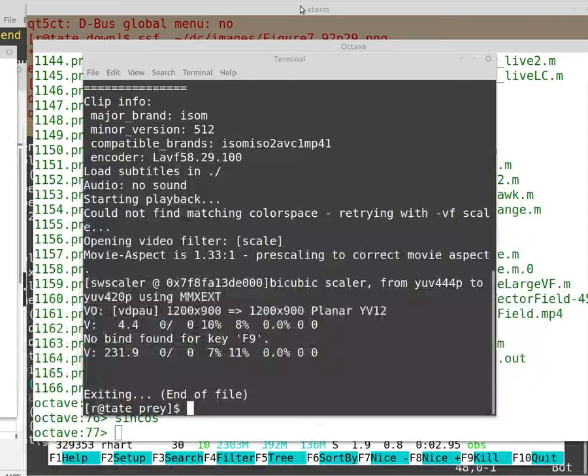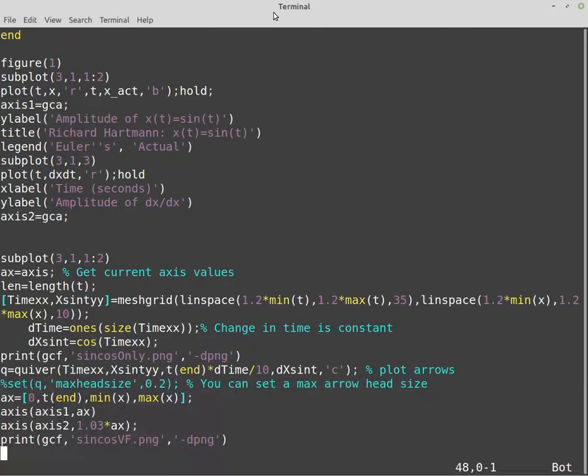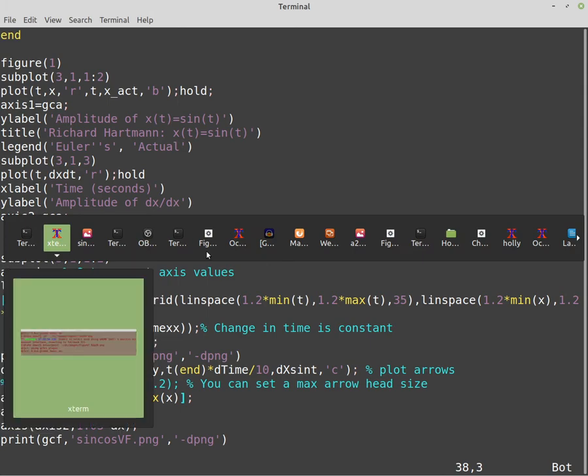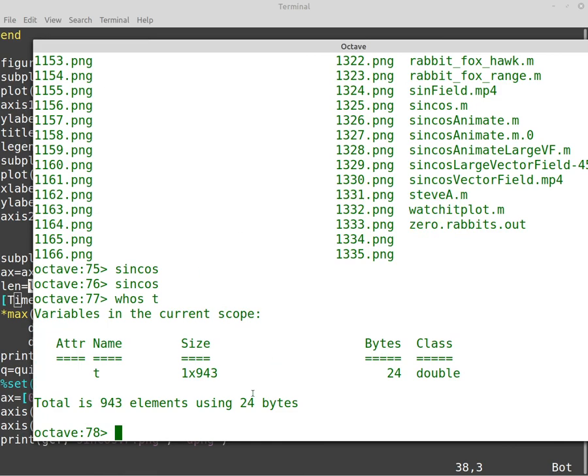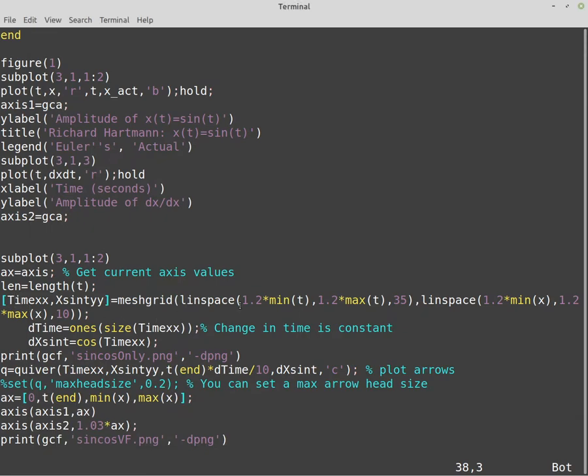If we look at our code again, we have our original plot, and then we're going to come down here and use this function called meshgrid. The first thing I do is get the length of my vector t, so I know how big that vector t is. We can use the whos command to see that. If I flip back over to Octave, we can see that t is 943 elements, so my time vector is 943 elements.